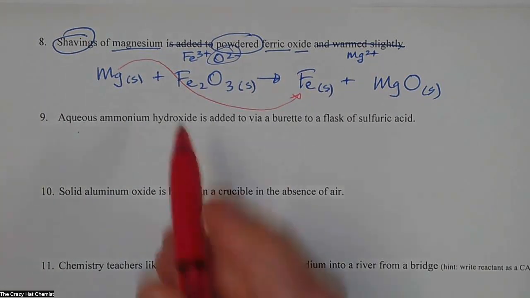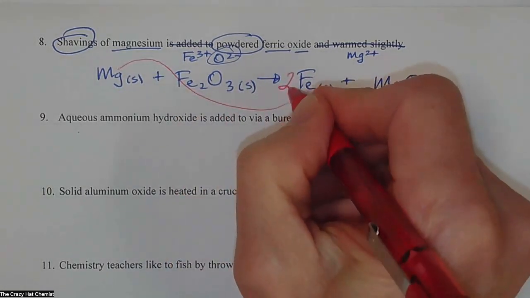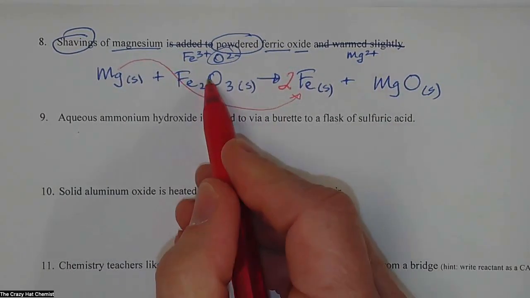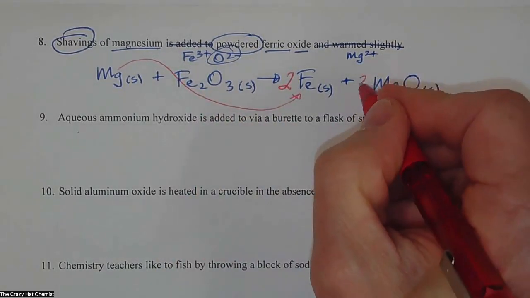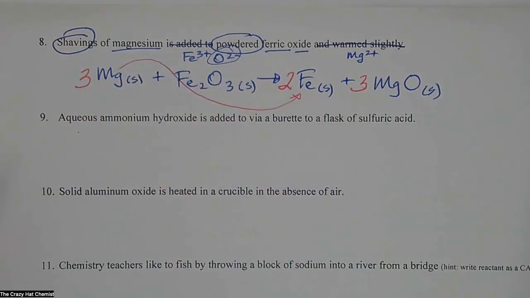All right, so what we're going to do is we have the most complicated formula. This is 2 irons. I'm going to place a 2 in front of the iron. I have 3 oxygens. There's 1 oxygen, 3 oxygens here, 3 magnesiums, and now 3 magnesiums there. Hopefully that worked out.